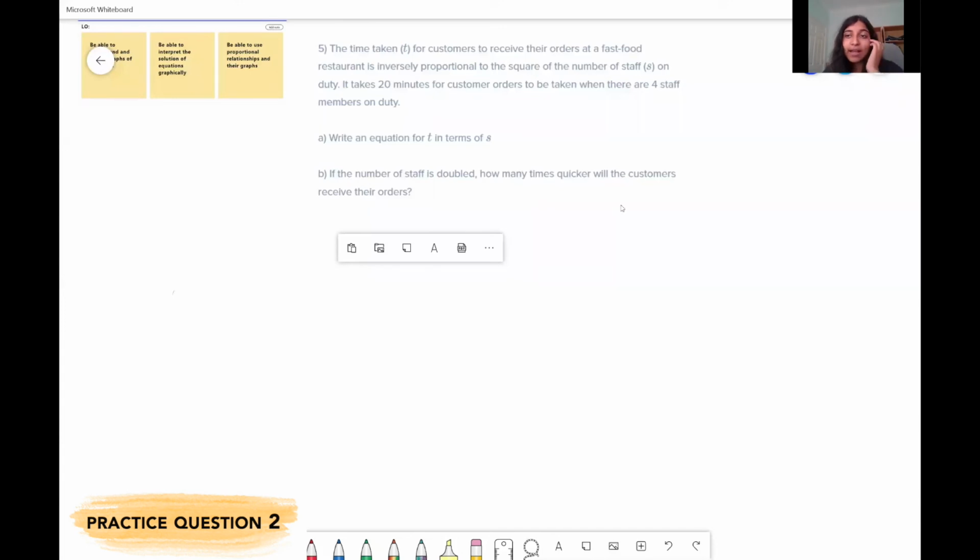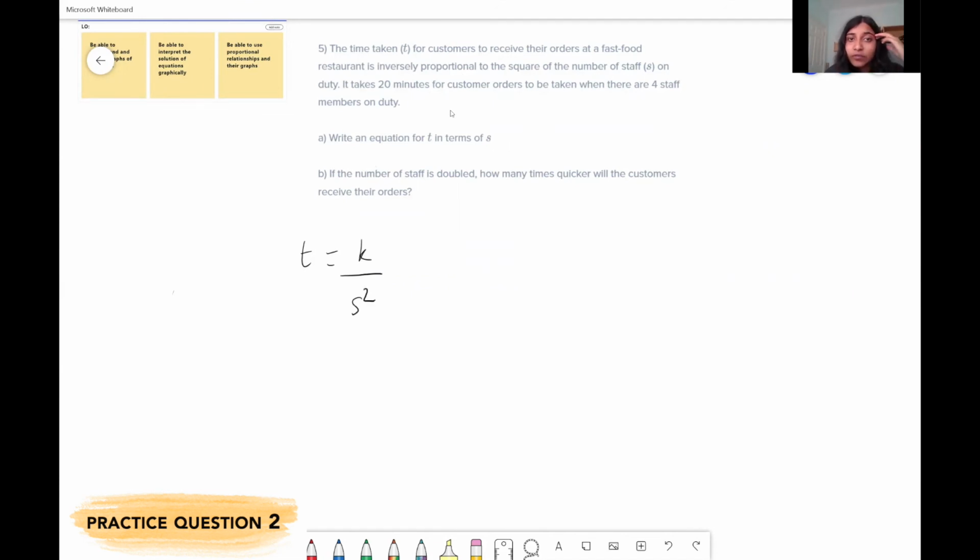Okay, so now we have an inverse proportion exam style question. So you can pause the video here and try it for yourself, and then we can go through it together. So it's saying the time taken, T, for customers to receive their orders at a fast food restaurant is inversely proportional to the square of the number of staff S on duty. So we first want to write that out. So saying T is inversely proportional to S squared, so it's equal to K over S squared.